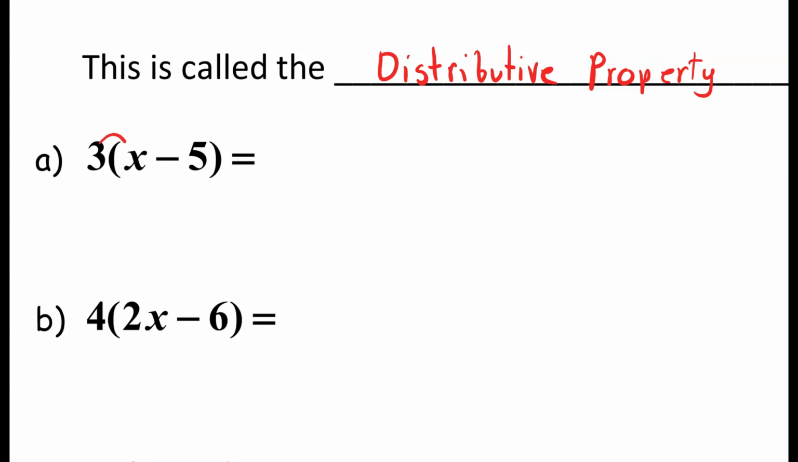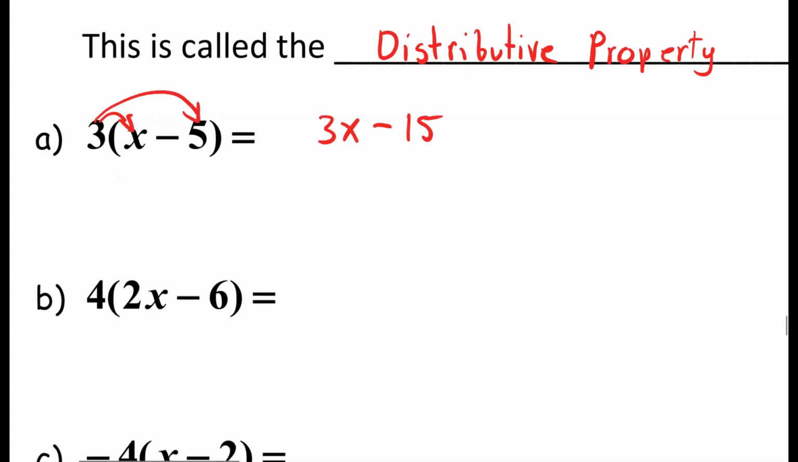So this 3 has to multiply in and multiply in. What this gets us is 3 multiplied by x is 3x, because remember, if there's nothing written in front of the variable, it's always a 1, so 3 times 1 would be 3. And then we have our negative, and we have a negative 5 multiplied by 3 gets us negative 15. Remember, if you have two negatives, it becomes a positive. So if we had a negative 3 multiplied by negative 5, it would end up being a positive 15.